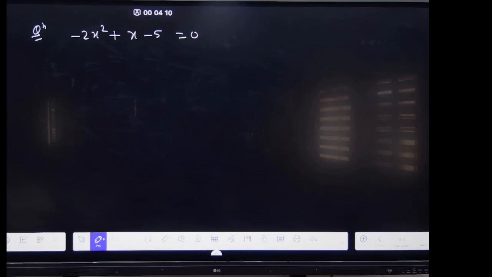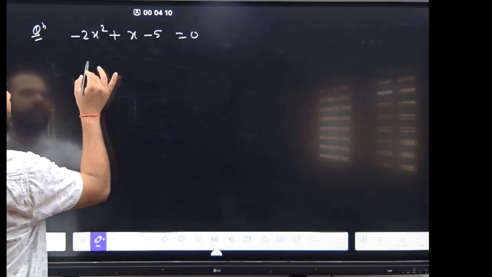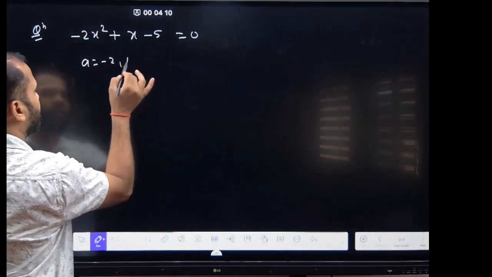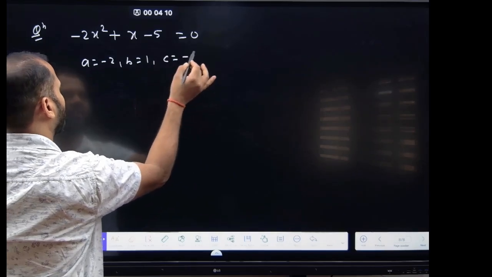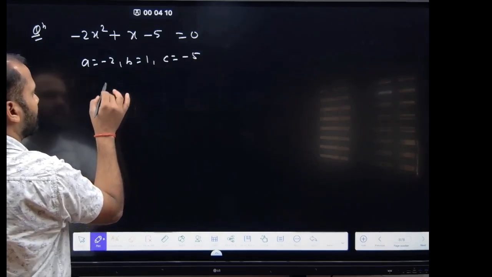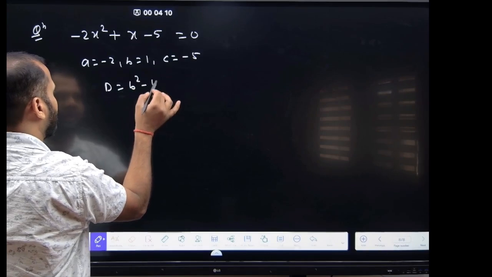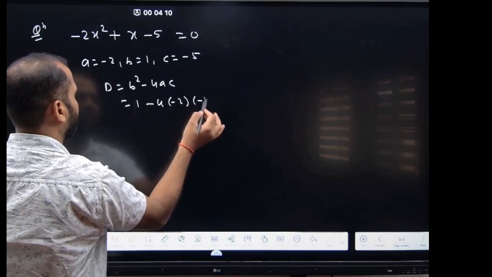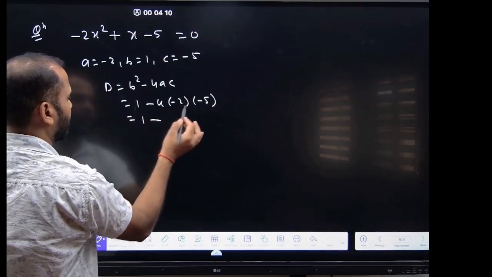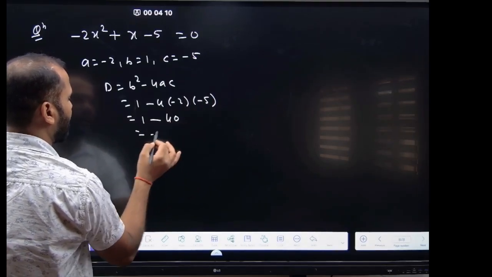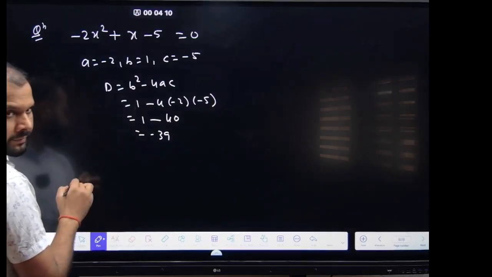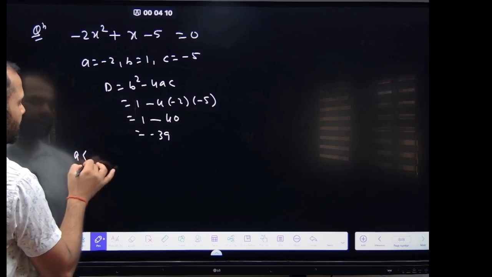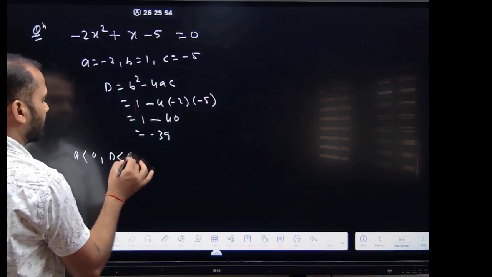Should I solve? Just match the answers. From here I will write A is minus 2, B is 1 and C is minus 5. Correct? So D I will calculate as B square minus 4AC: 1 minus 4 into minus 2 into minus 5. How much is it? 4 twos are 8, 40, so 1 minus 40 is minus 39, right? So A is less than 0, and D is also less than 0.